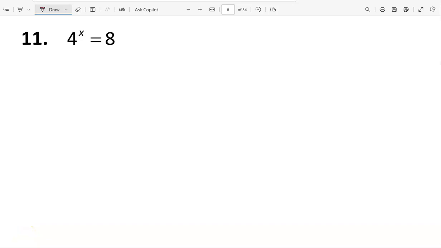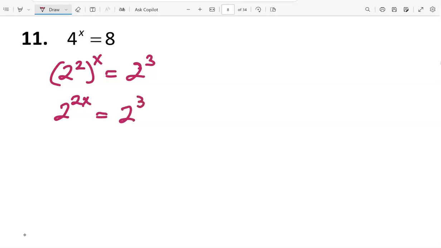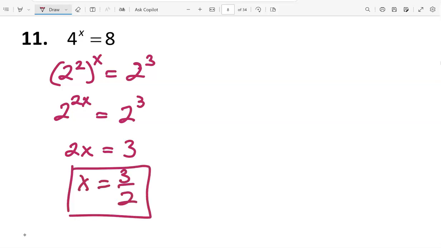In number 11, both 4 and 8 can be re-expressed as powers of 2. 4 is 2 squared, 8 is 2 cubed. When we raise a power to a power, we multiply exponents, so the left side is 2 raised to the 2 times x, and the right 2 to the 3rd. Now that we have both sides as a power of 2, we can equate the exponents, and then divide, and x is equal to 3/2.